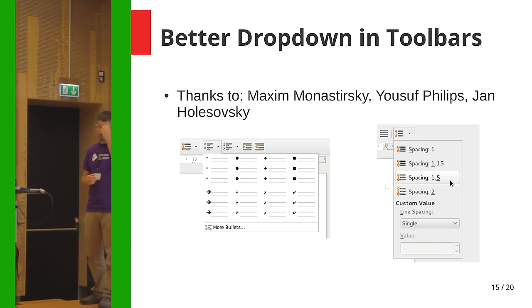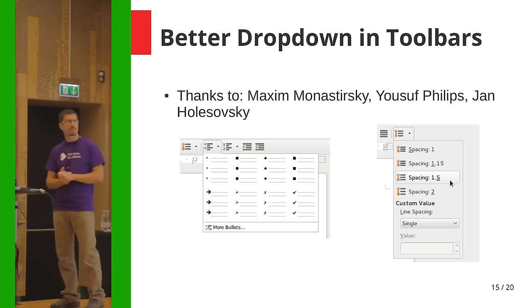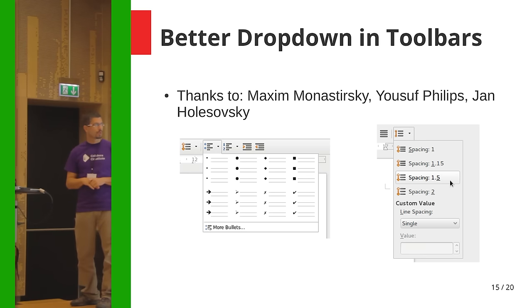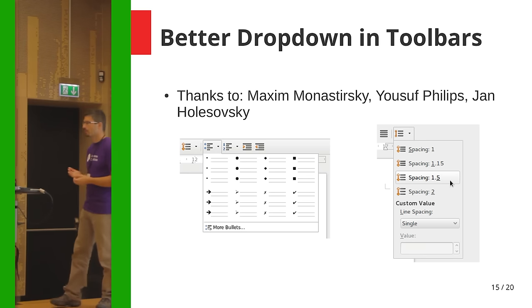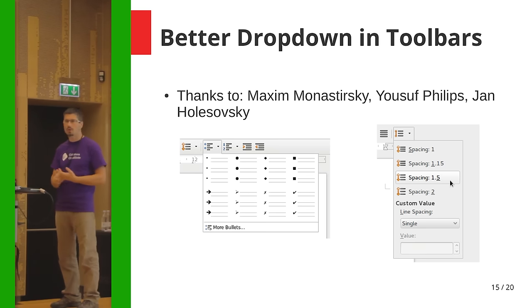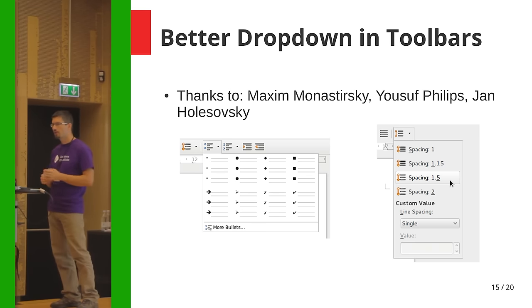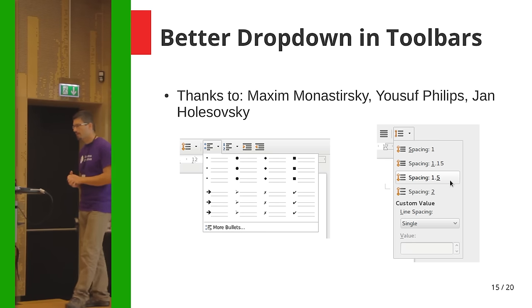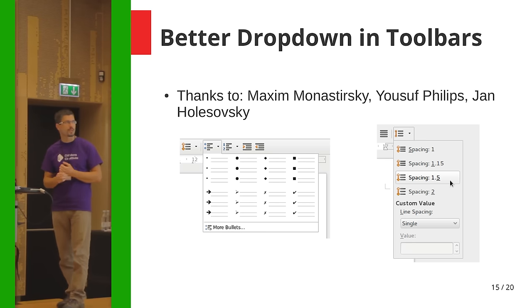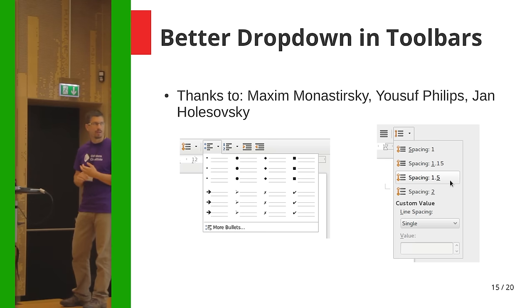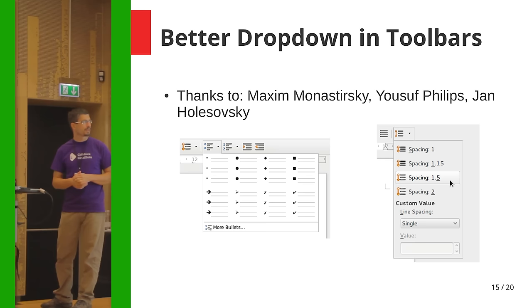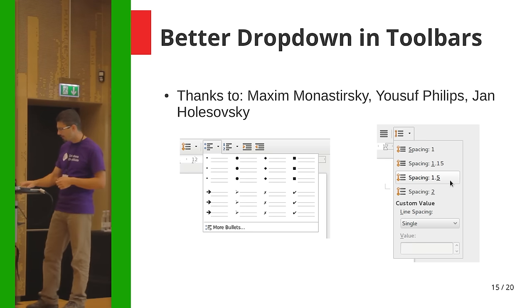For example, that was one of the things that was missing in the toolbars, that spacing was not there. So luckily we were able to reuse the drop down that was originally designed for the sidebar. We have extended that a bit so that it was possible to use it in the toolbars as well. And so the code is shared and the functionality is there. Similarly for the bullets and numbering.